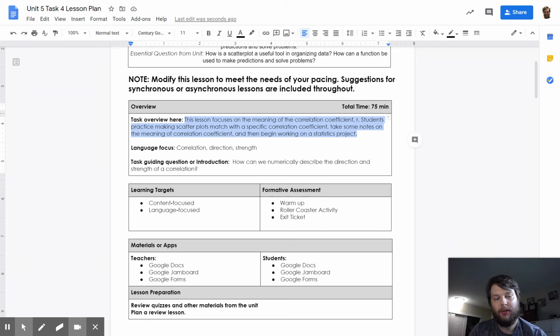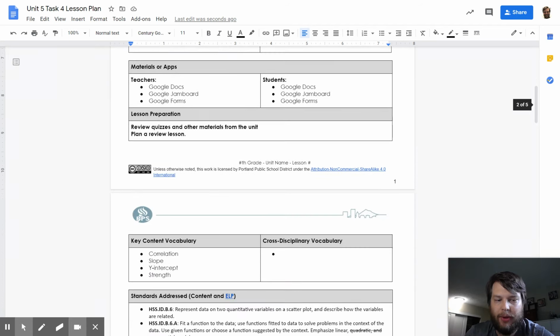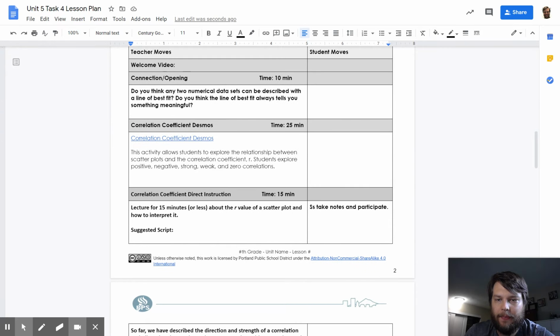Now, similarly, when we have a line of best fit, we can have either our dots, our scatter plot really tight or really far apart. And the letter R lets us describe very precisely how clustered our data sets are and also what direction they go in. And so that's our guiding question. How can we numerically describe the direction and strength of a correlation? That's what your R value tells you, both direction and strength.